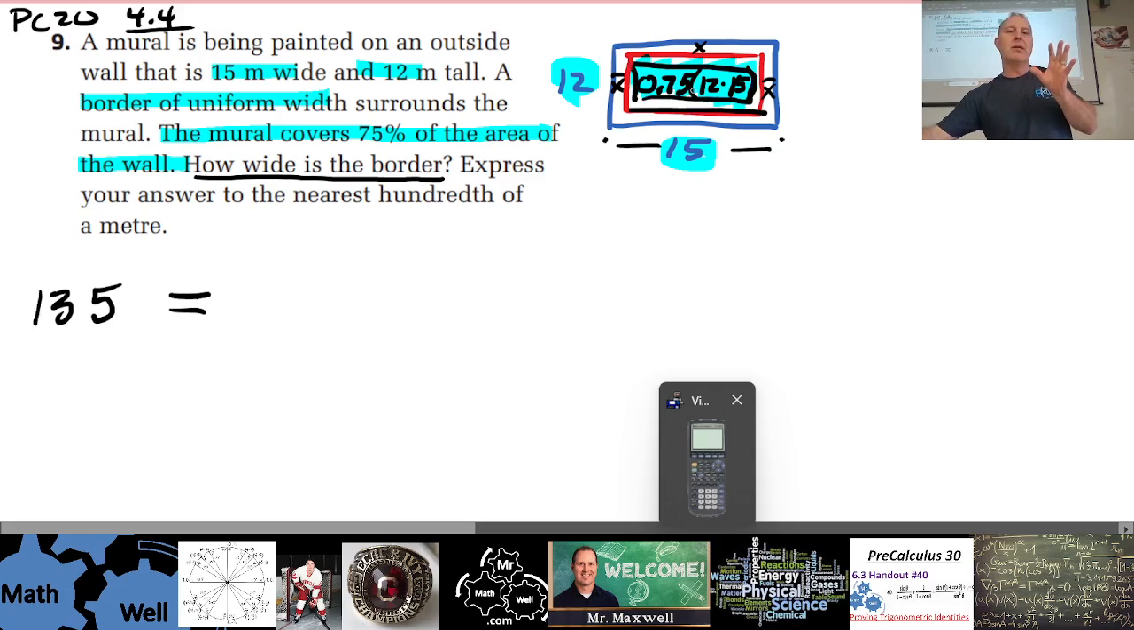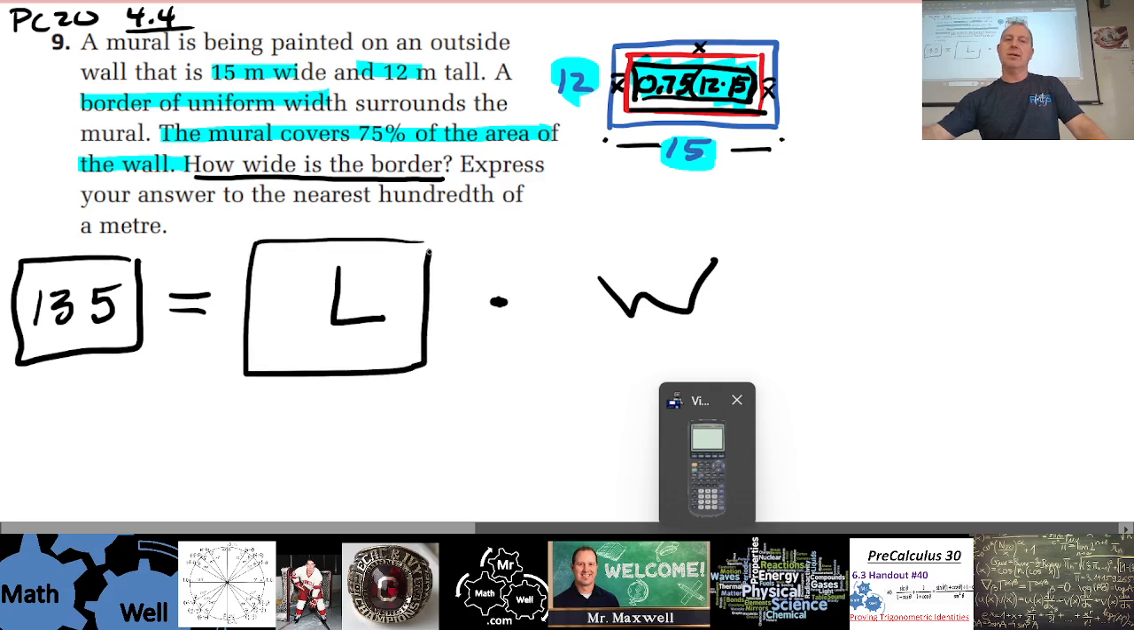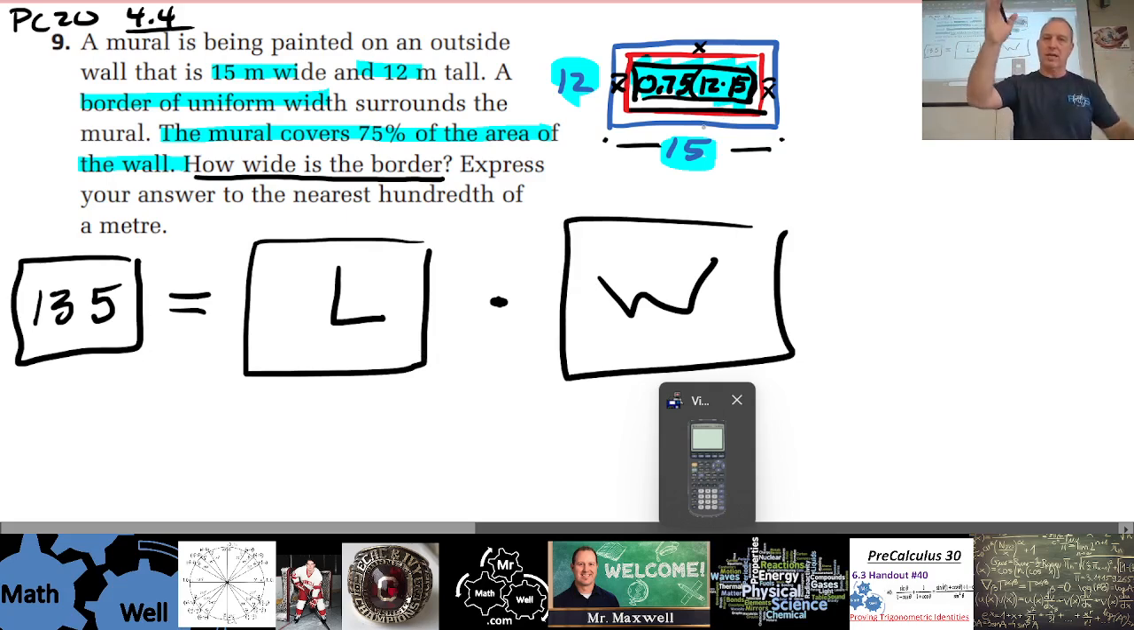The area here has nothing to do with the dimension right now. Right now, we've got the area here as a constant, and what I want to find out is what is the length and what is the width, okay? So I need to find out just the dimensions of this mural. So thanks for the guess.